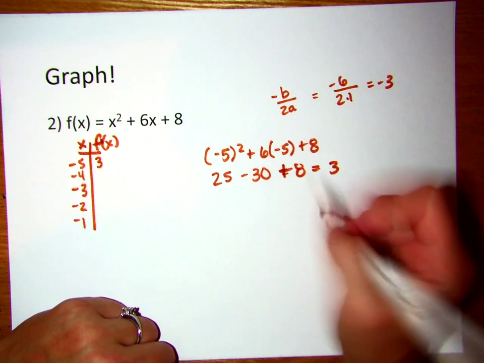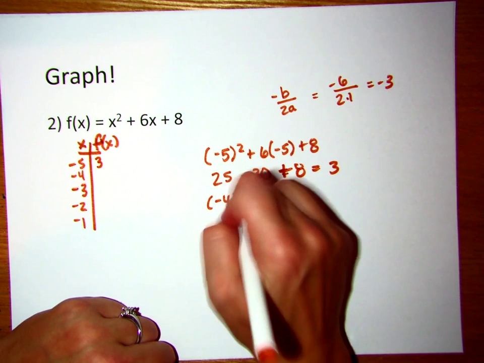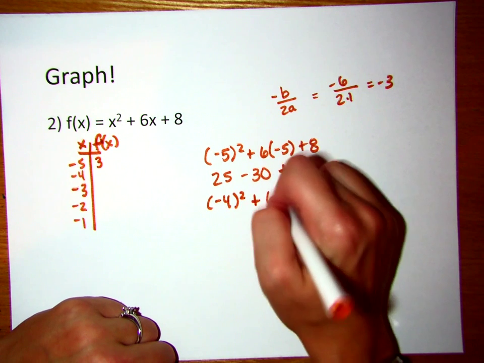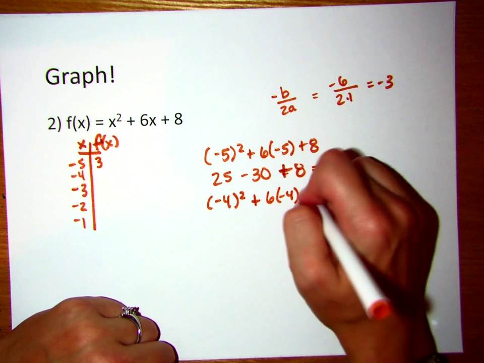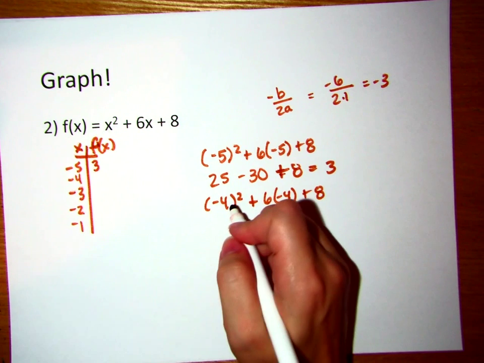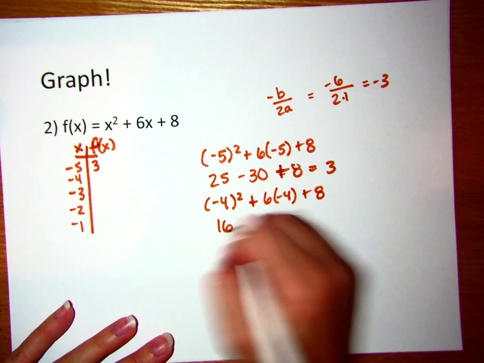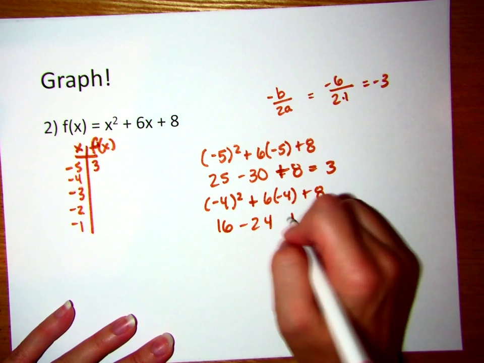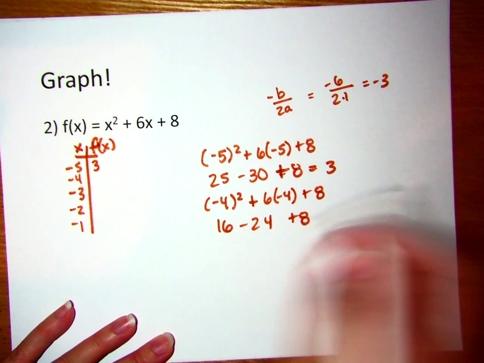Alright, then we do it with the negative 4. Negative 4 squared plus 6 times negative 4, then we have plus 8. So negative 4 squared is 16. Then we have minus 24. Then we have plus 8. Well, we're going to get 0 here.